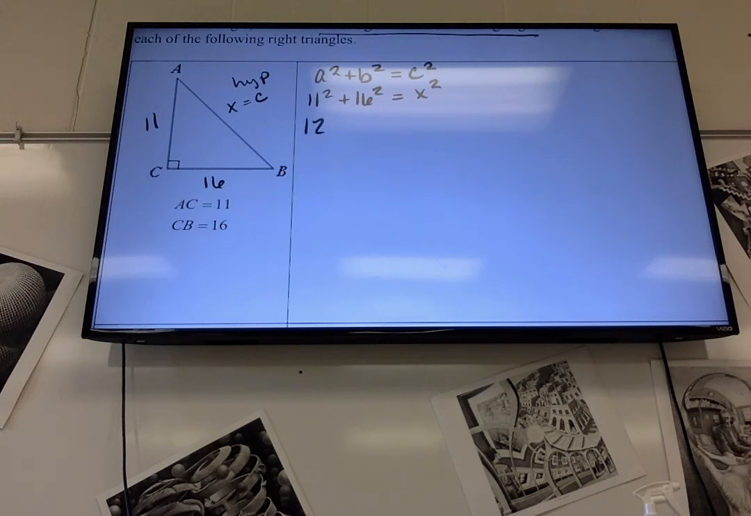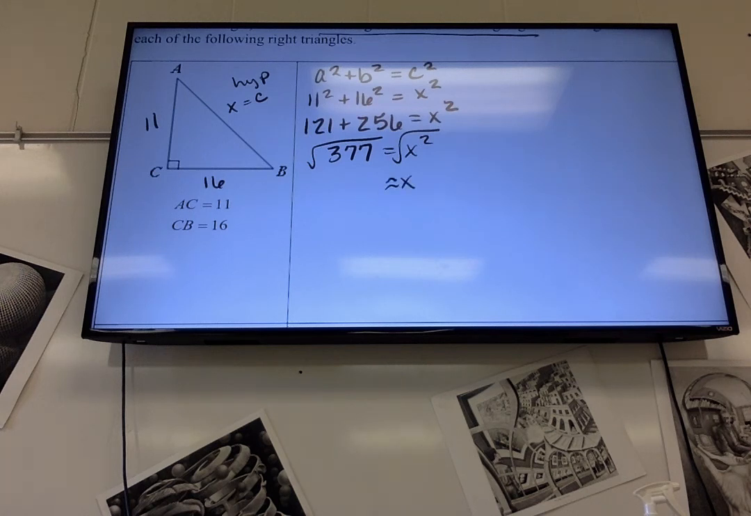That's 121 plus, I don't know, 16 squared is 256? Is that what you said? Yes, 256. Okay. Add those. 377. Square root. To get rid of the squared, you take the square root.